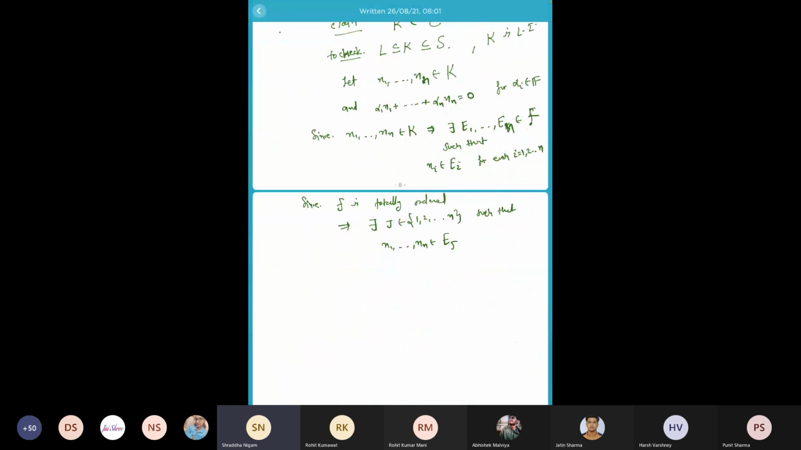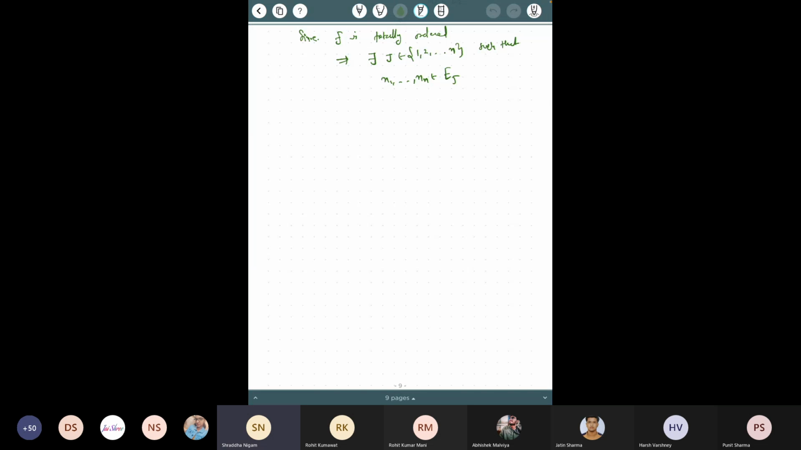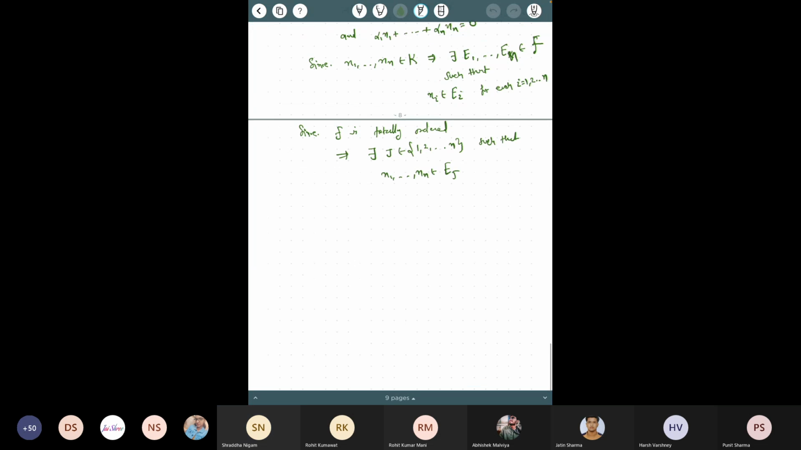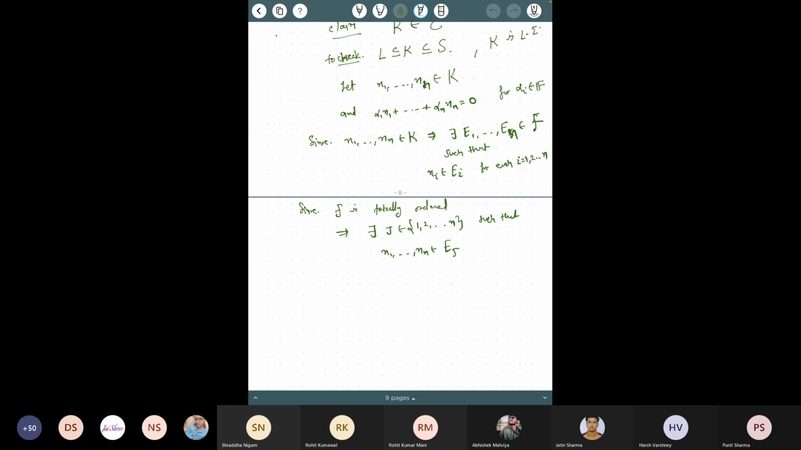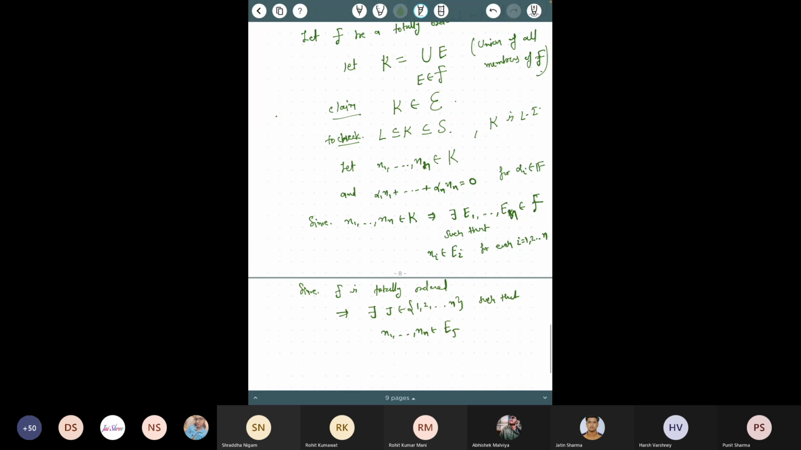Since F is totally ordered, please explain again. See here, we have to prove that this is linearly independent. Linearly independent means I have to show this by definition. Now x1 to xn belong to K, right? They belong to K means what? There exist some E1 to En, because K is the union of the members of F.